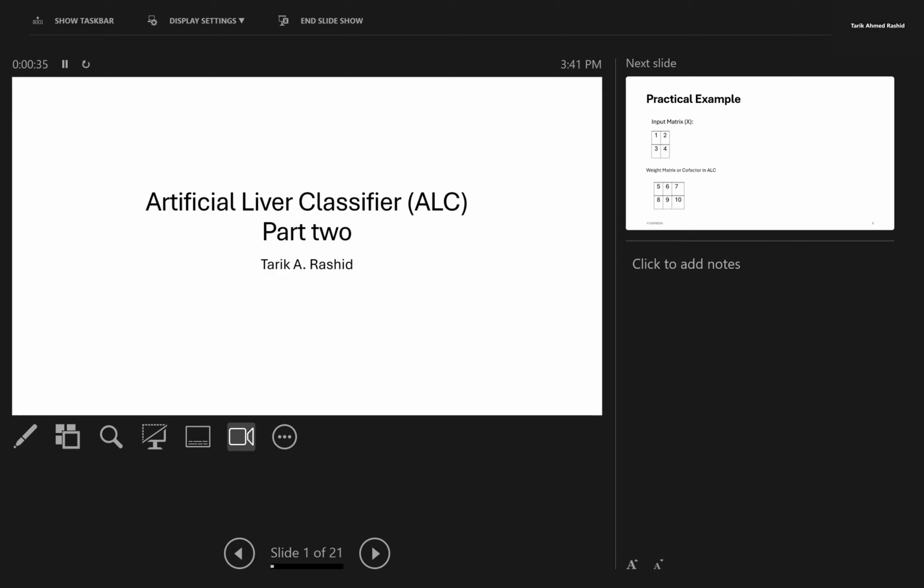This is the second class, or part 2, on the Artificial Liver Classifier. The first part was the introduction to the Artificial Liver Classifier, or ALC. The second part is a practical example tutorial on how to implement the ALC and how to compare it with the multi-layer perceptron.